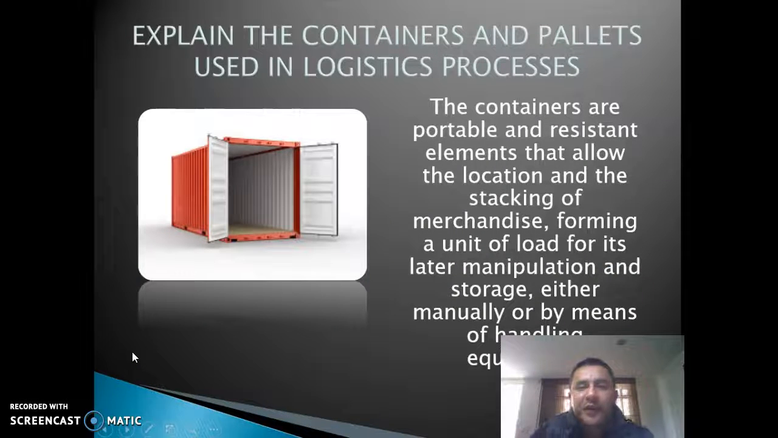Now I will explain the containers and pallets used in the logistics process. The containers are portable and resistant elements that allow the location and the stacking of the merchandise, forming a unit of load for later handling and storage, either manually or by means of handling equipment. This class of container can be made of aluminum, plastic, or iron.